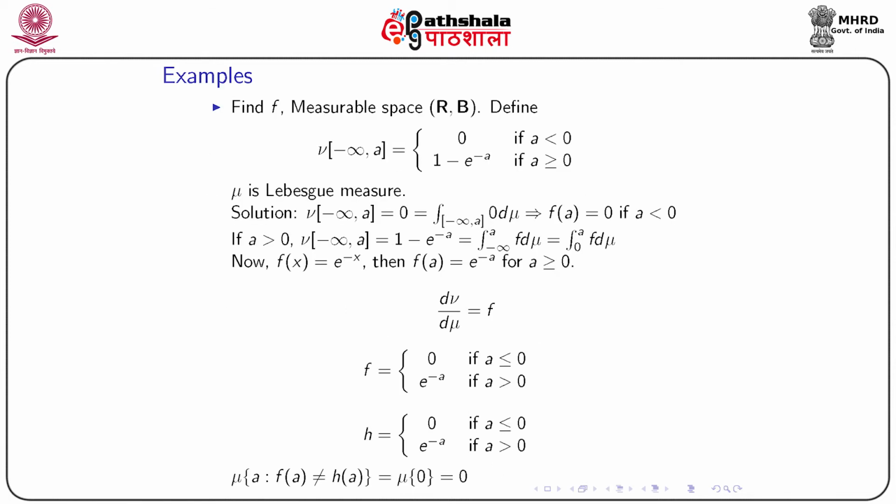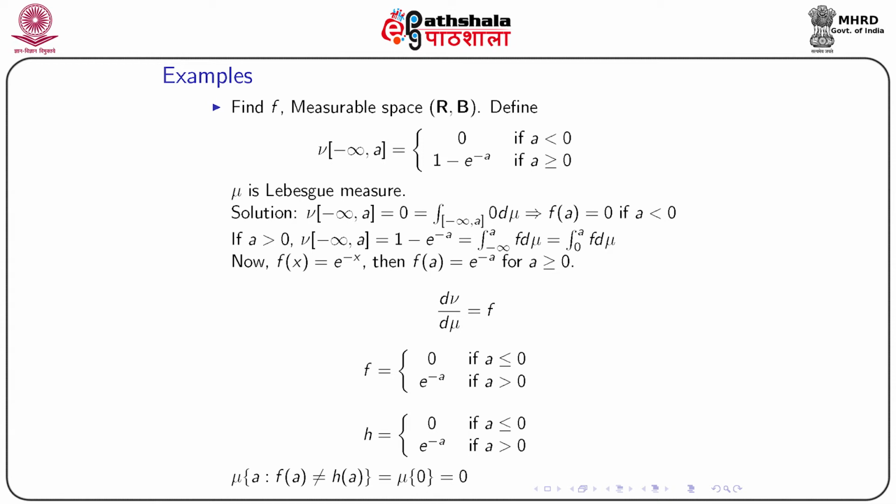Now we will give one simple example. Suppose we have a measurable space, the real line, with the Borel sets. We define nu of minus infinity to a as 0 if a is less than 0, and equal to 1 minus e to the power minus a if a is greater than or equal to 0, and mu is the Lebesgue measure. Now we know that whenever a is less than 0, nu of minus infinity to a is equal to 0. So by definition, the integral over minus infinity to a of f d mu is 0, which implies f of a equals 0 whenever a is negative.